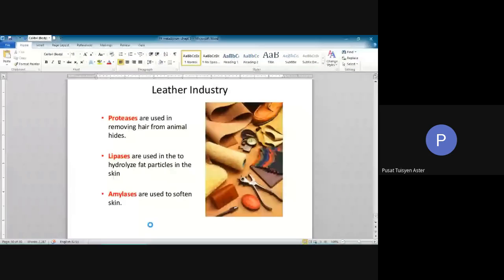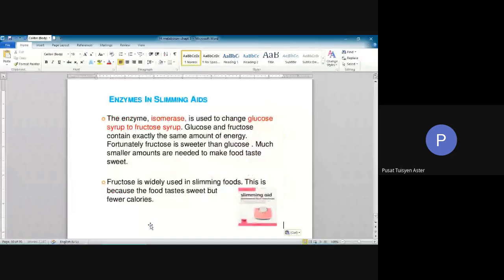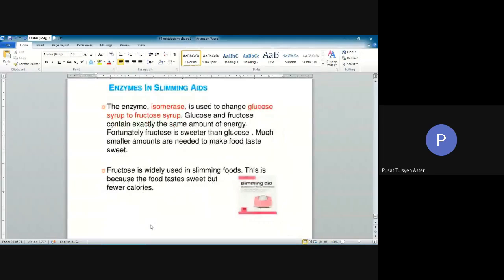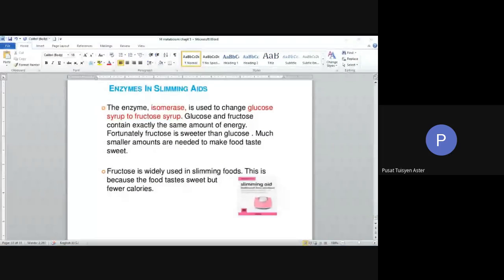Now, this is enzymes in slimming aids. Again, another additional information. Fructose and how it's used for slimming for some people. I have a few questions with answers for you guys too. Okay, which is this.